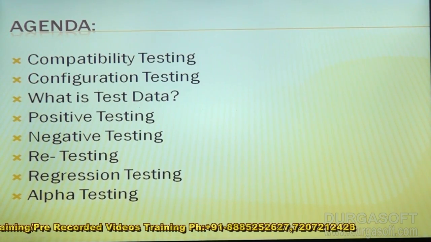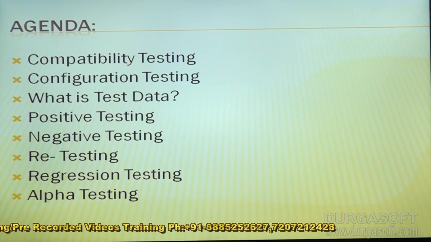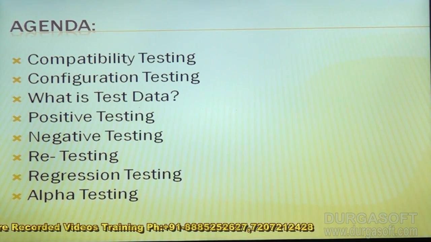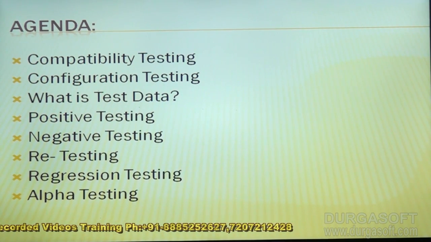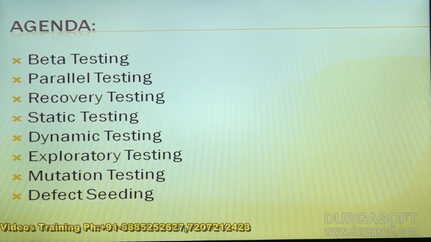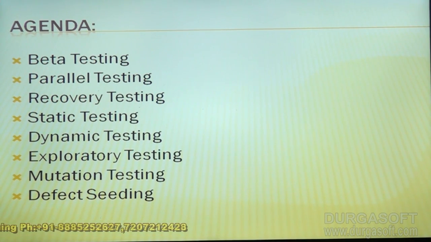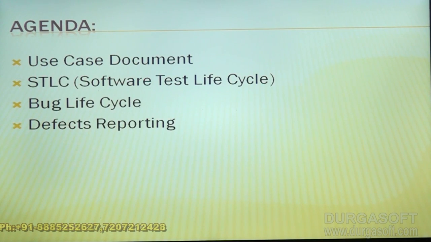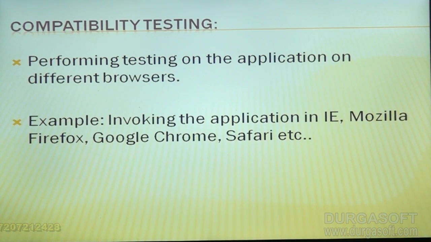So in today's concepts, we are going to look into what is compatibility testing, configuration testing, what is test data, what is positive testing, negative testing, what is retesting, regression testing, what is alpha testing and beta testing, what is parallel testing, recovery testing, static and dynamic testing, exploratory testing, mutation testing and defect seeding. And then we'll also look into what is use case document, what is software test lifecycle, bug lifecycle and defects reporting. Alright team, now let us go and see what is compatibility testing.